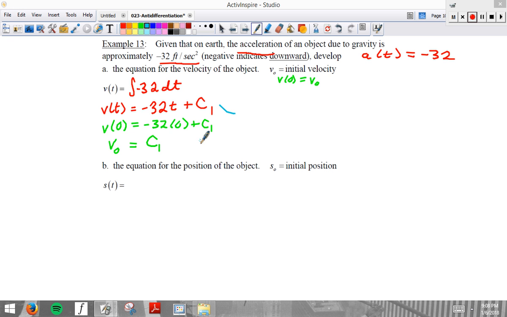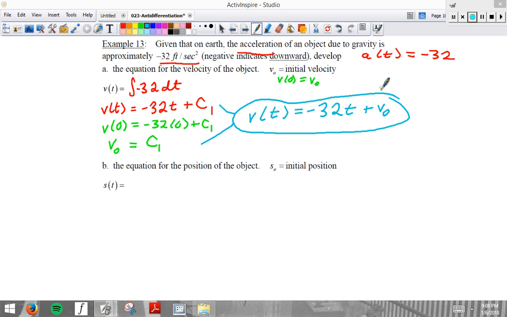So putting these two together. On Earth, the velocity of an object at any time, if that object's just falling down, is negative 32t plus the initial velocity of the object. That's it. It's a little weird to use that symbol. It's okay. So this initial position equation is the same kind of thing. S sub 0, when you plug in 0, you just get S naught, or snot. Ha ha ha. So funny.